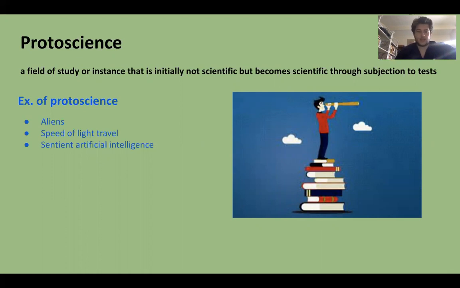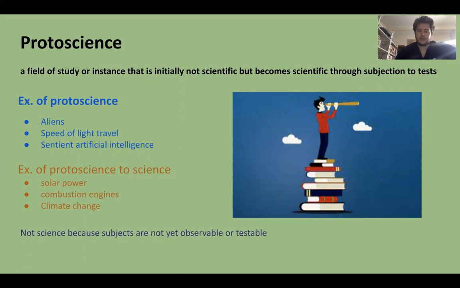which would then make them science. Some examples of that: someone like Sir Francis Bacon probably didn't have access to information about solar power or combustion engines or climate change. Those would have been proto-sciences in his day, but now through further testing and advancement in technology, they are now science. Now, these three examples are not science yet because they are not observable or testable. That's the difference between proto-science and regular science. But maybe one day they will be.